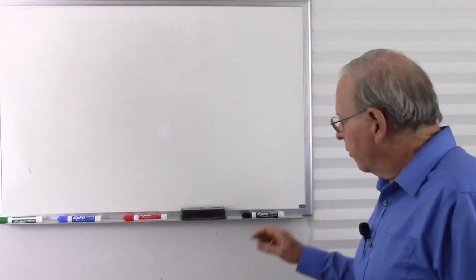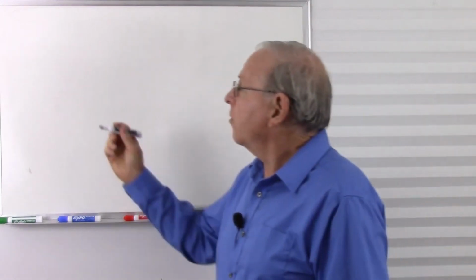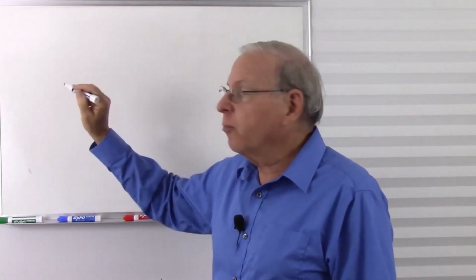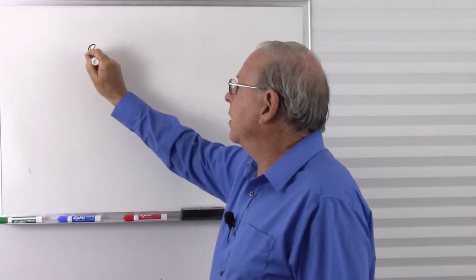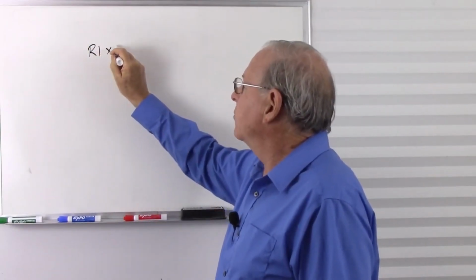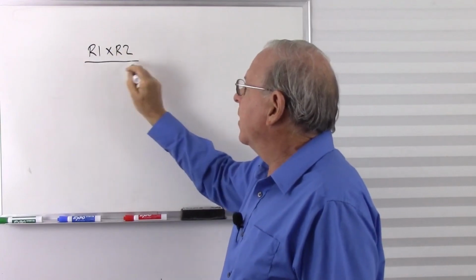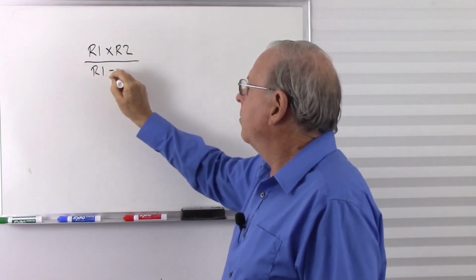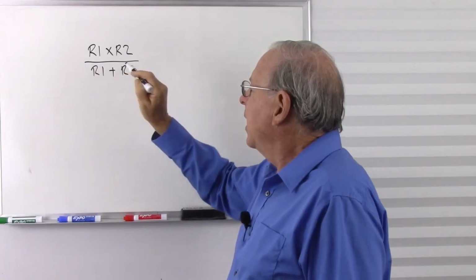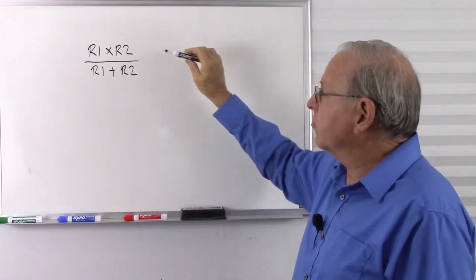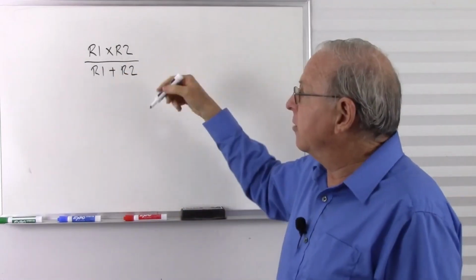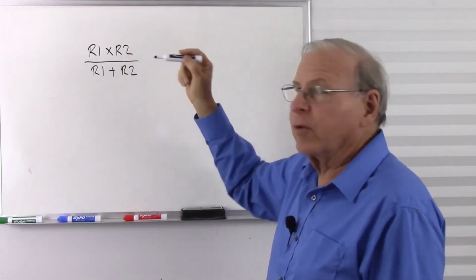Well, let's take a look at those formulas real quickly. The first one is what we call the product over sum, which is R1 times R2 divided by R1 plus R2. I like this formula when the numbers are fairly easy, because it is quick to do in your head.